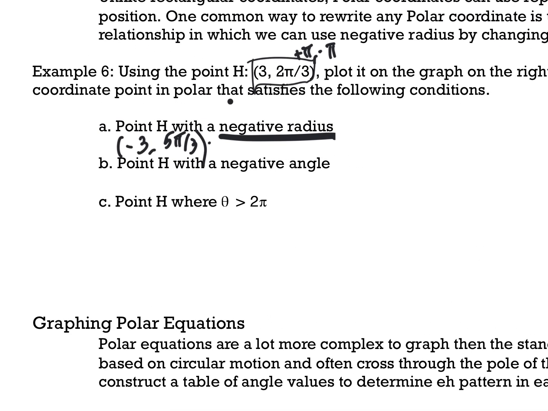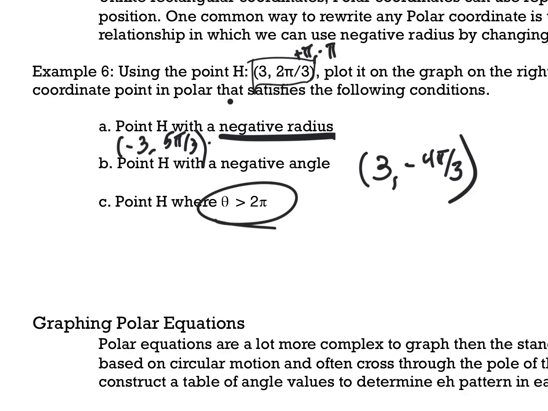Now, we want to do point H with a negative angle this time, still keeping a positive radius. This is easy. So we just subtract 2 pi, because again, it's the same angle, but it keeps everything the same. So 3, if I subtract 2 pi, that ends up being negative 4 pi over 3. And finally, we want point H where the angle is greater than 2 pi. It doesn't specify whether or not we want a positive or a negative radius. So you could actually use either the coordinate from A or the initial, but I'm just going to add 2 pi to the initial, and we're going to satisfy the condition being asked, 8 pi over 3.